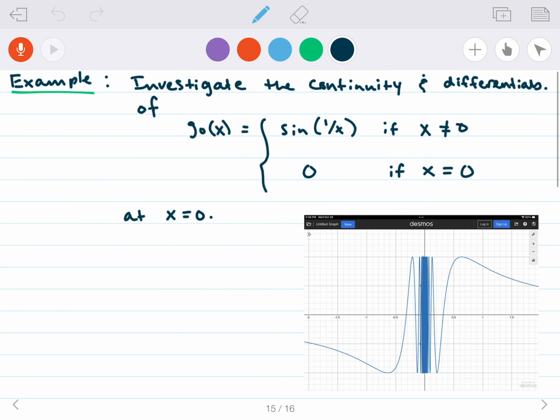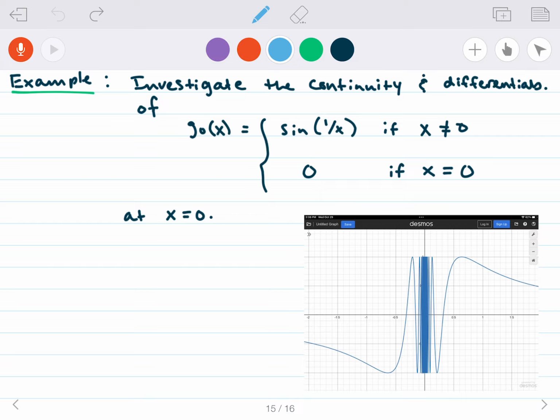Okay, so let's go ahead and do some examples where we investigate the continuity and differentiability of some strange functions. This family of functions is called the topologist's sine curve. It kind of looks like a sine curve, right? But there's some weird behavior happening at the origin. So here's our first function that we're going to look at.